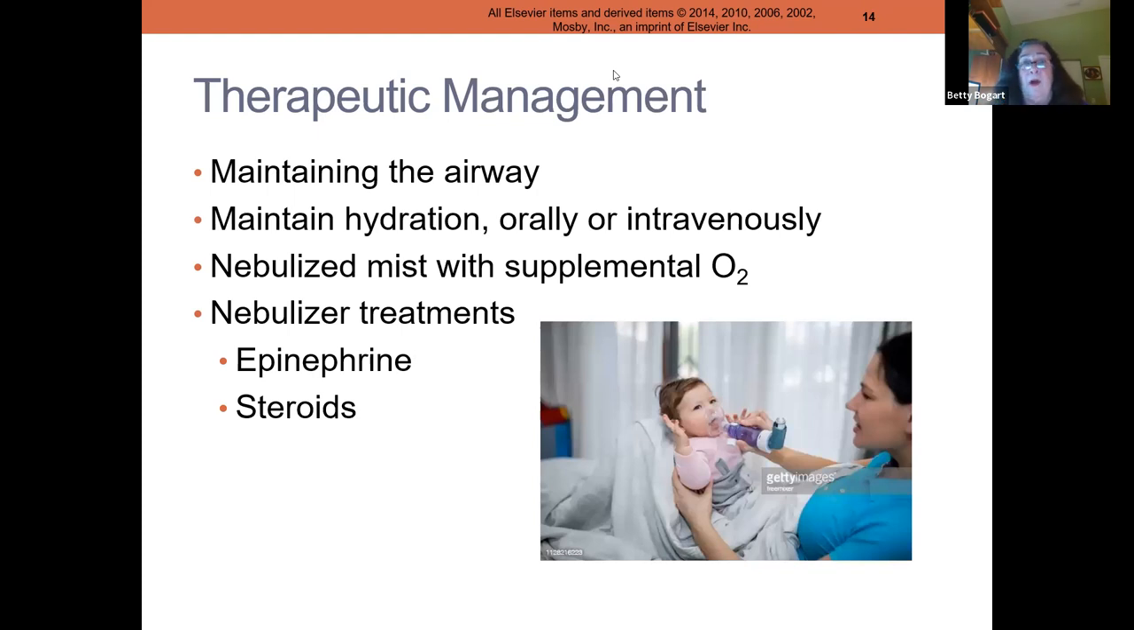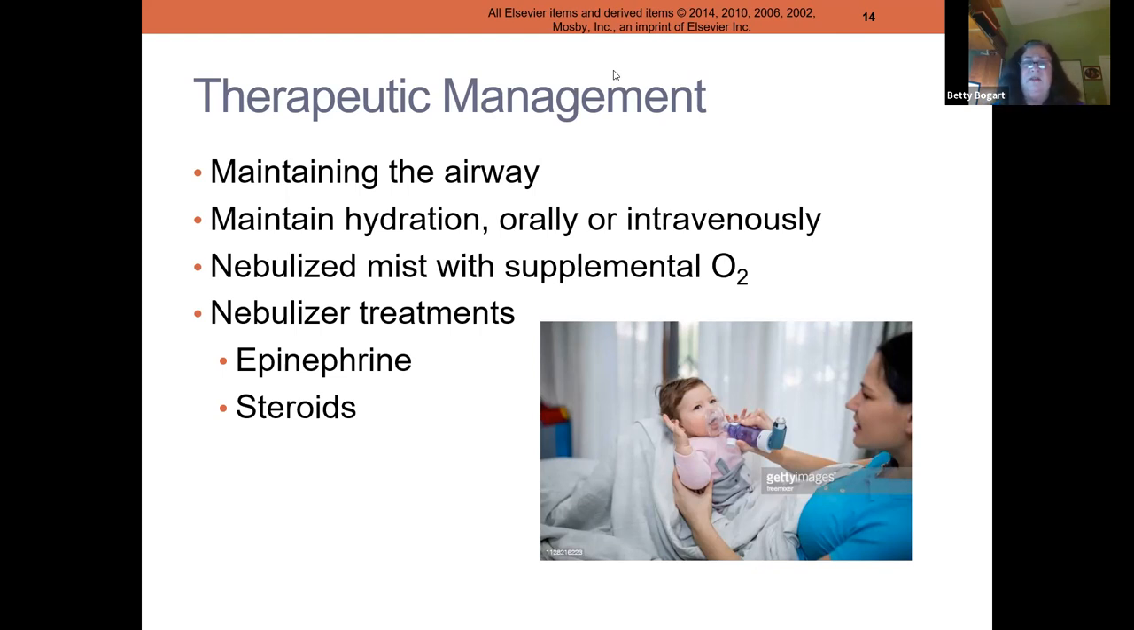So whenever there's an airway problem, number one, we maintain an airway, whichever way we can. Now, as it goes along, of course, we need to maintain hydration. Now, some croup kids haven't gone too far. They still can drink. They can even take their steroids, their prednisolone, by mouth. But there are some kids that get so far that they can barely breathe and have really severe inspiratory stridor. Those children will get an IV. We'll give IV steroids. We're also going to give them some sort of nebulized mist with supplemental oxygen.